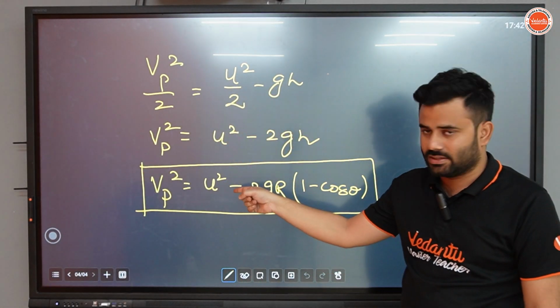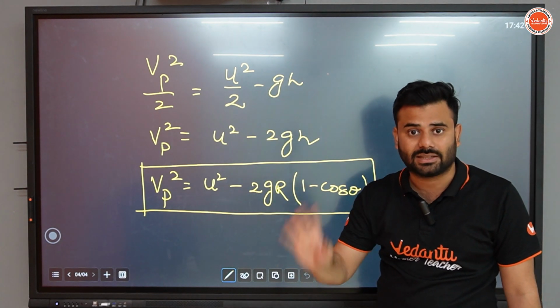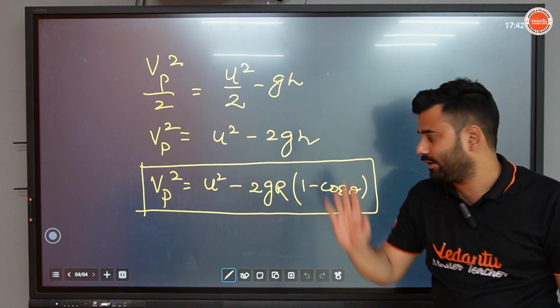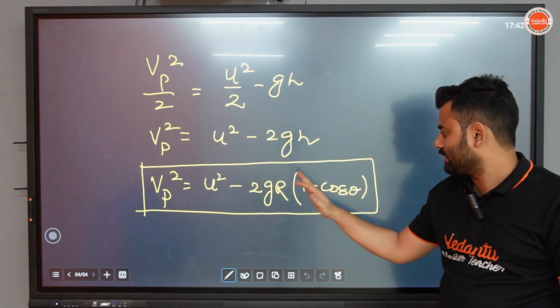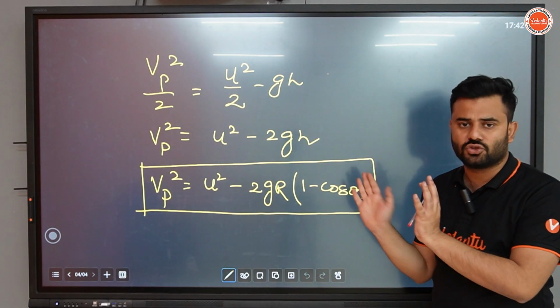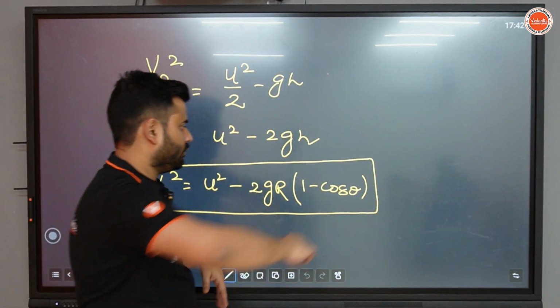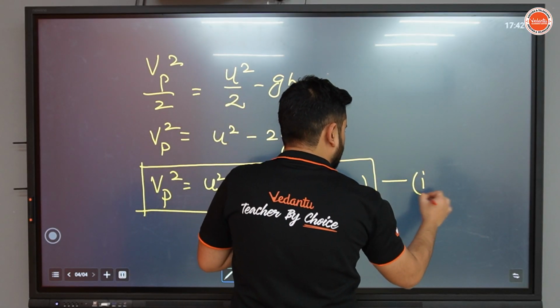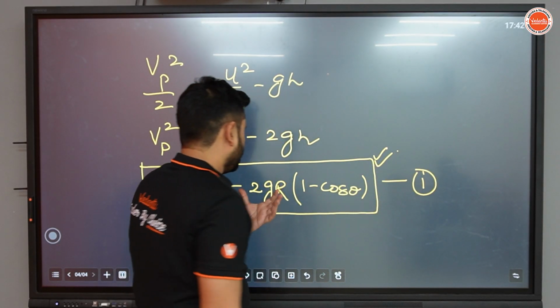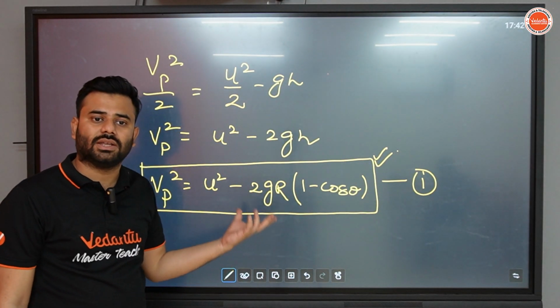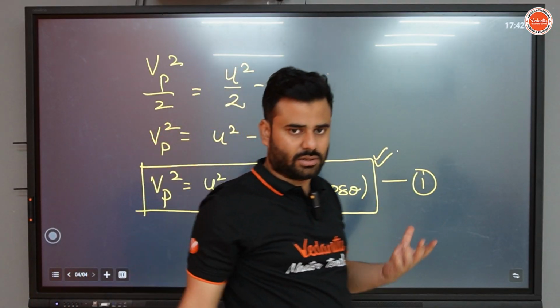Do you know U square? Yes, this is the velocity given by us at the lowest point. And do we know GR? Yes, we know theta. Everything is known to us. Now you got Vp square. This formula is important, the first formula we got. It will help you to calculate the velocity of the particle at any point.